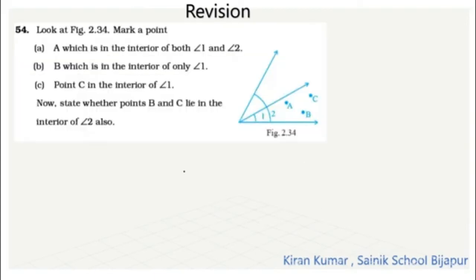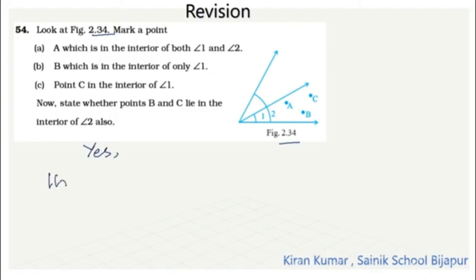Question 54. Look at figure 2.34. Mark a point. First, A, which is the interior of angle 1 and 2. B, which is in the interior of angle, only angle 1. C, point C in the interior of angle 1. Now state whether points B and C lie in the same interior of angle 2 also. Yes, it is.